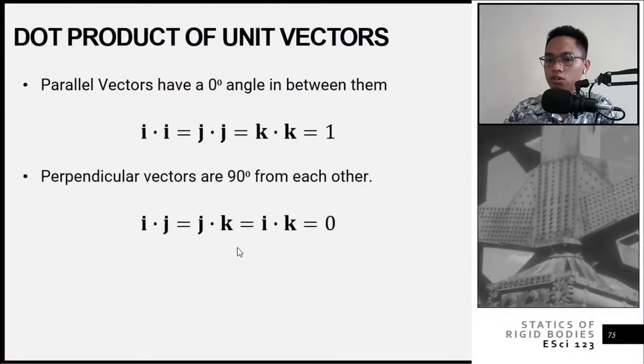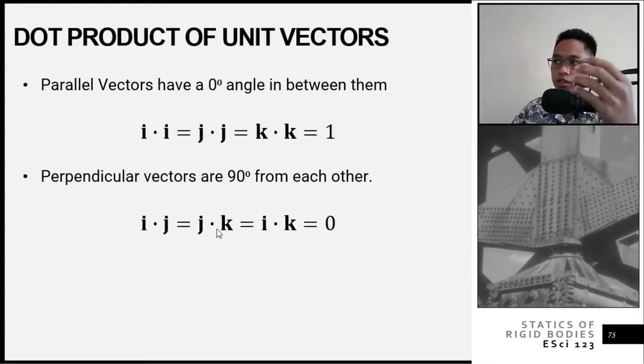Perpendicular vectors are 90 degrees from each other. So, cosine 90 degrees would be equal to 0. So, I and J are perpendicular, so 0. J and K are also perpendicular. I and K are also perpendicular.